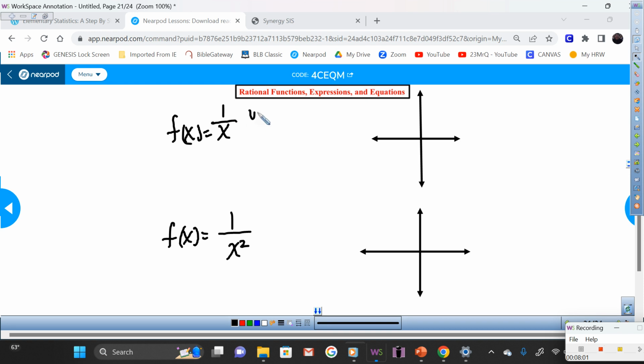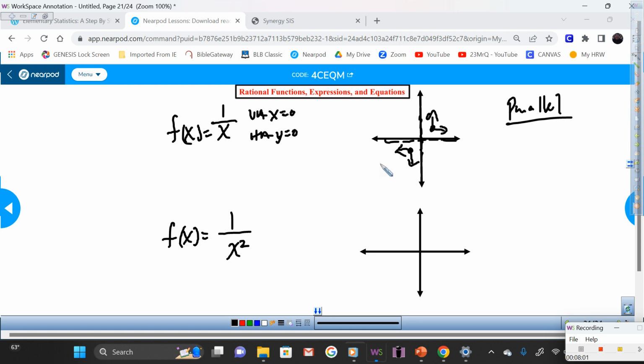For both of them, we need our VA, x equals 0, and our HA, y equals 0. So VA, there it is, HA, there it is. And what points do I need for this one? I need (1, 1) and (-1, -1). And if you notice, these are parallel, in opposite corners. Okay? All right. Let's go to this one.